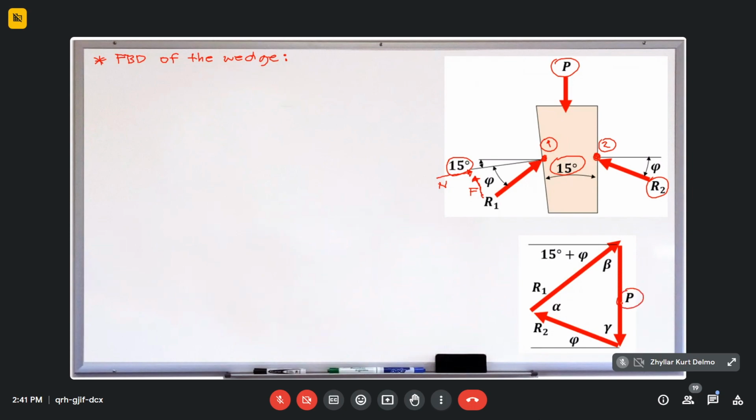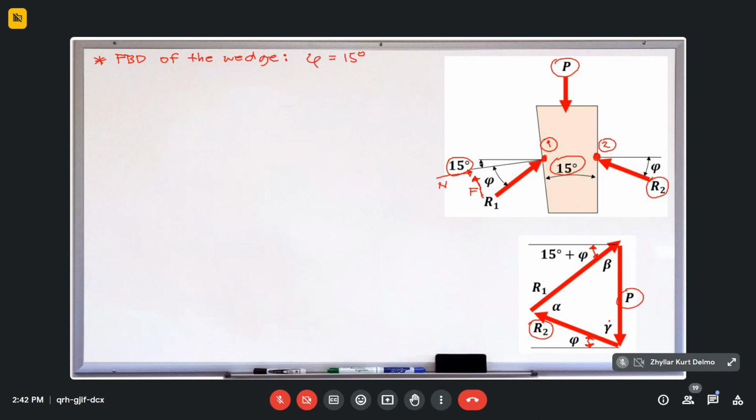Natay force P paubos, natay R2 diri no? Then ang iyang angle with respect to the horizontal is shown right here, that's angle Phi. Then atong R1 pasaka. Now, kani siya nga angle, no? Ang angle sa R1 with respect to the horizontal is the sum of the wedge angle 15 degrees and the angle Phi. Phi is equal to 15 degrees.